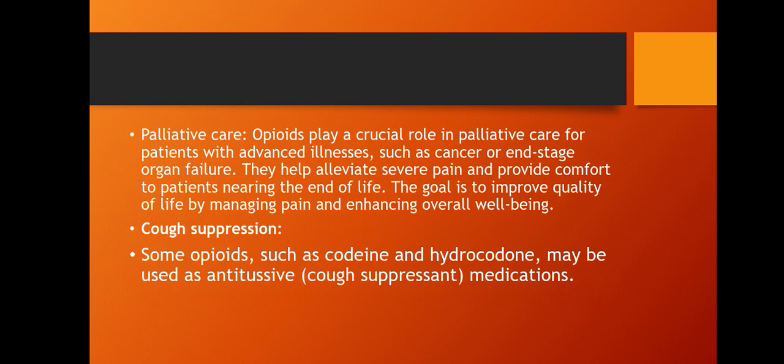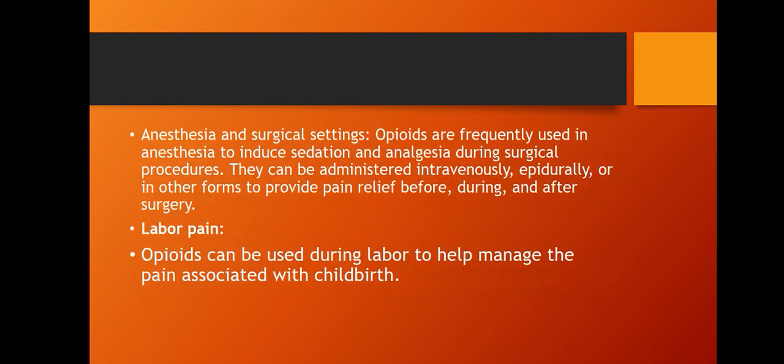Cough suppression. Some opioids such as codeine and hydrocodone may be used as antitussive cough suppressant medications. Anesthesia and surgical settings. Opioids are frequently used in anesthesia to induce sedation and anesthesia during surgical procedures. They can be administered intravenously, epidurally, or in other forms to provide pain relief before, during, and after surgery. Labor pain. Opioids can be used during labor to help manage the pain associated with childbirth.